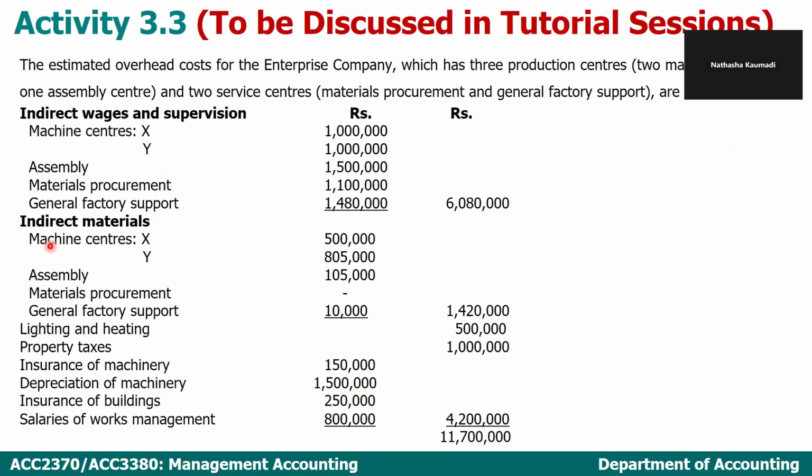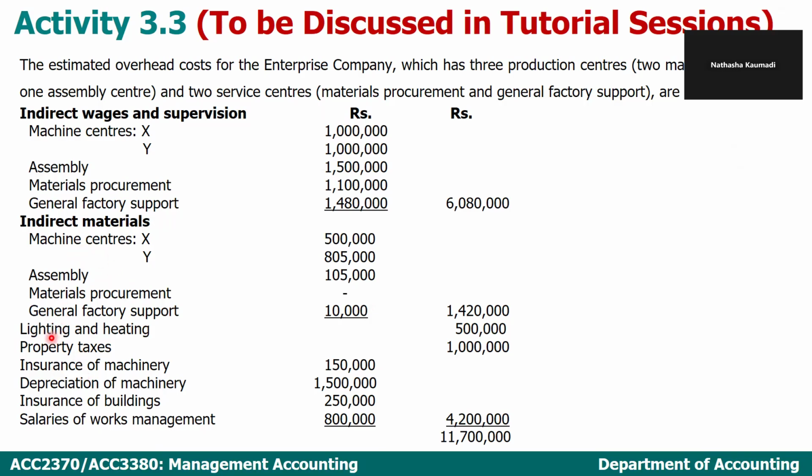The overhead expense items are listed like this: indirect wages and supervision. I told you the 5 departments are there, including 3 production and 2 service. They have allocated the cost and given it, so we say it's a direct allocation. The cost is already allocated and given. If we take indirect materials, again we don't have to allocate the cost to each department. It is already allocated and given. We call it direct allocation.